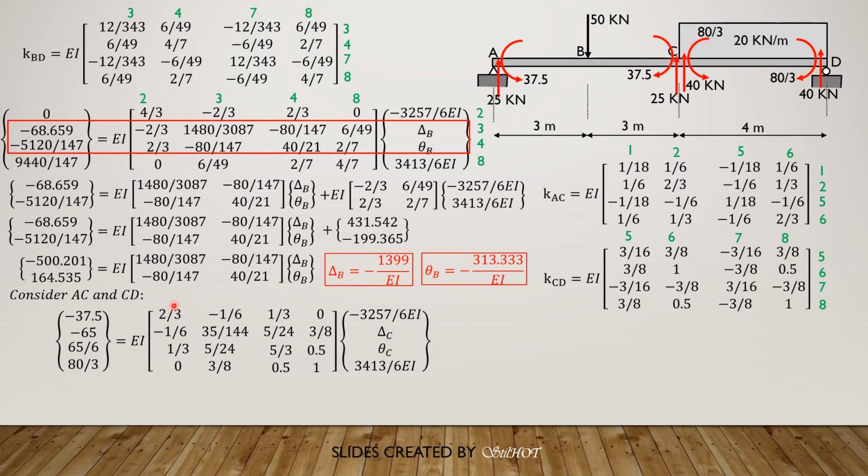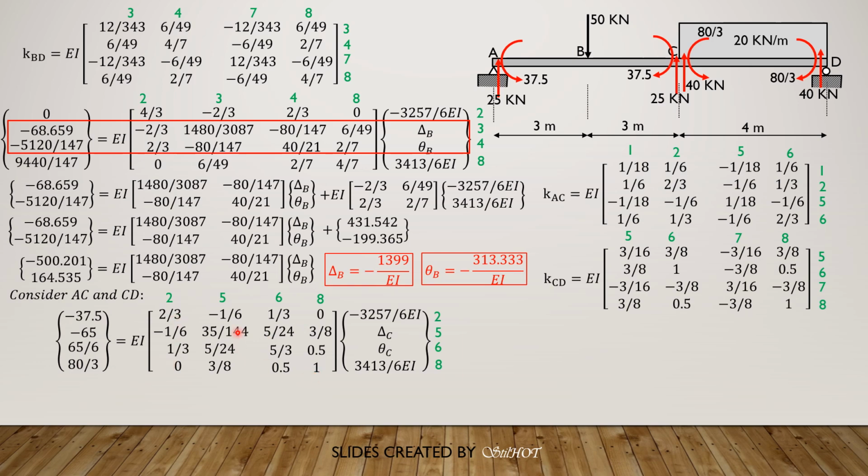Then we have here 2, 5, 6, 8. We need 2, 5, 6, 8, vertically also 2, 5, 6, 8. So 2, 2 is 2/3 only. This is 5, 2, column 5, row 2, negative 1/6, and there's no other 5, 2. 6, 2 is 1/3, so that's why it's 1/3 here. 8, 2 is 0 because there's no 8, 2 here. Then copy negative 1/6, 1/3, and 0 because it is symmetrical.